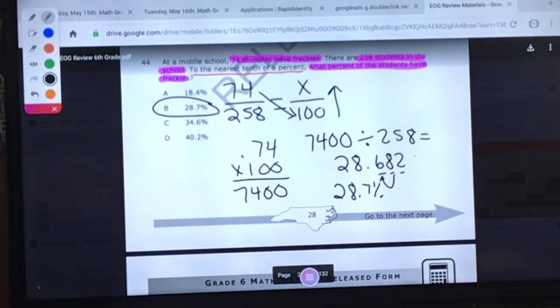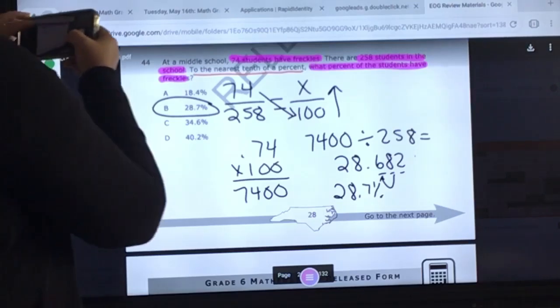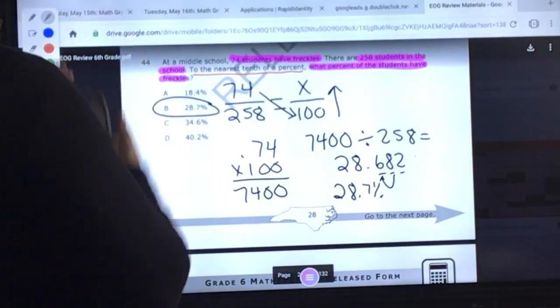Okay, what do you guys think about that one? How much more do you like using a calculator? I like it. You and me both. Not the problem.